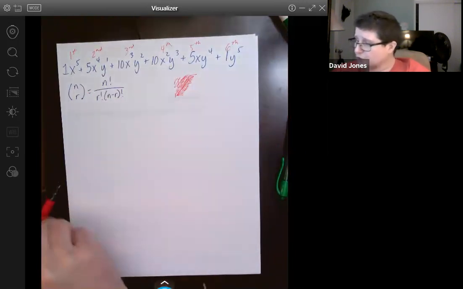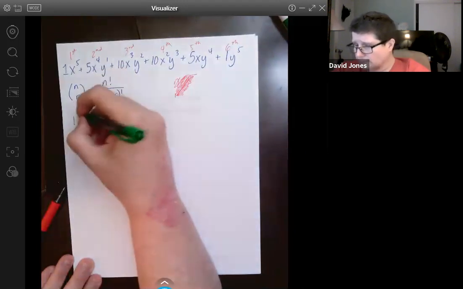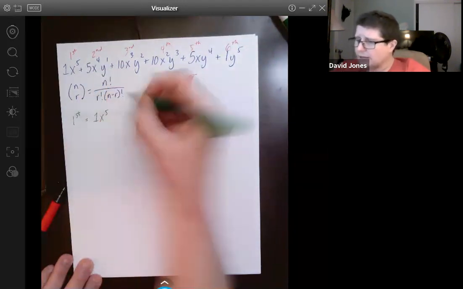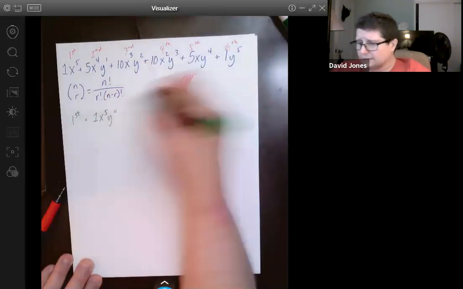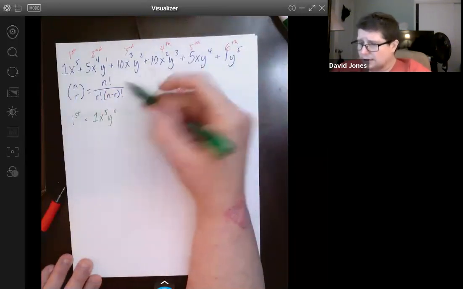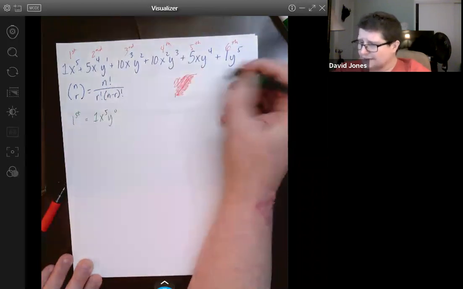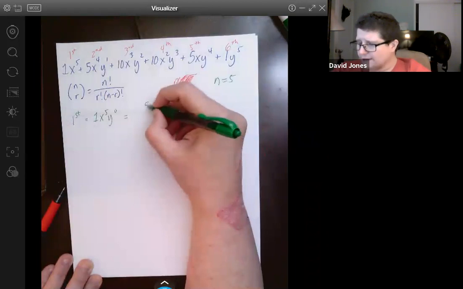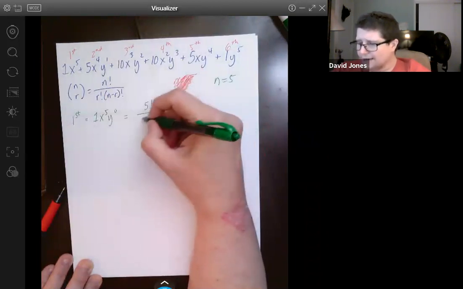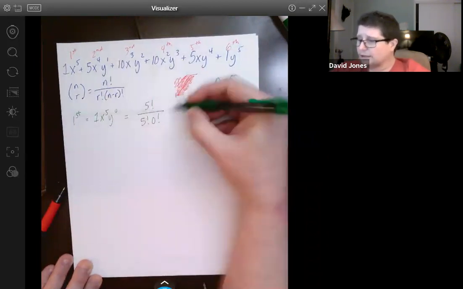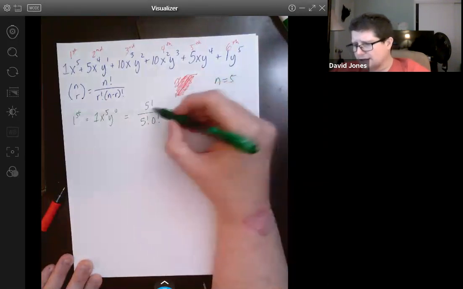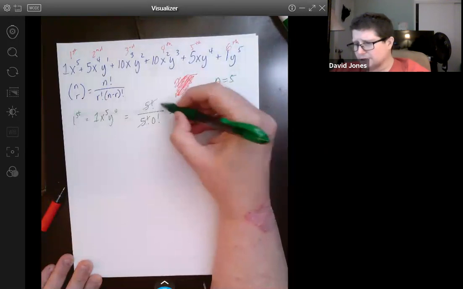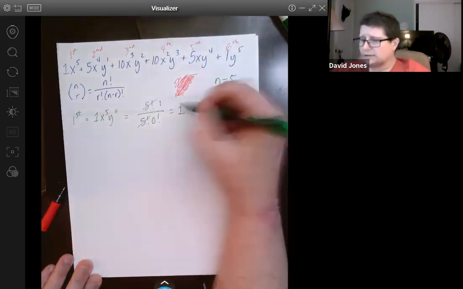So for our first term, we got 1x to the 5th, y to the 0. n is 5 consistently across the board. What I'm going to do is 5 factorial over 5 factorial 0 factorial. And these two cancel out because they're the same, and I'm just left with 1 over 1 is 1.